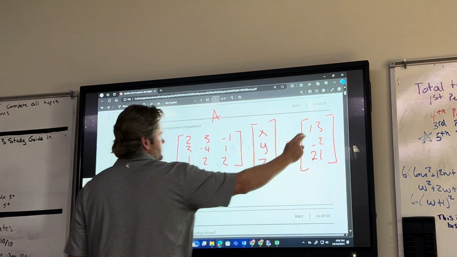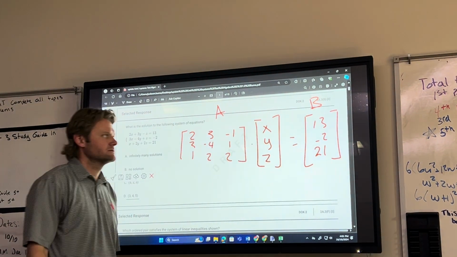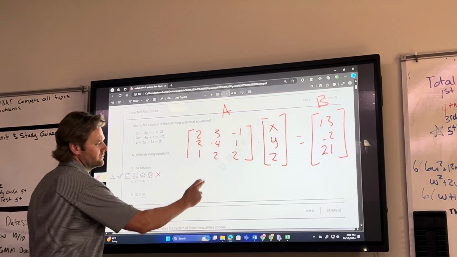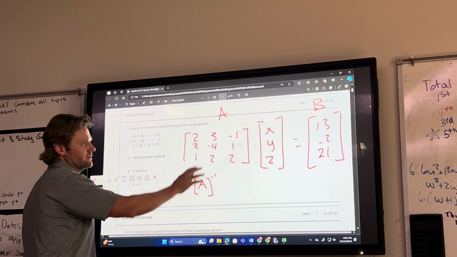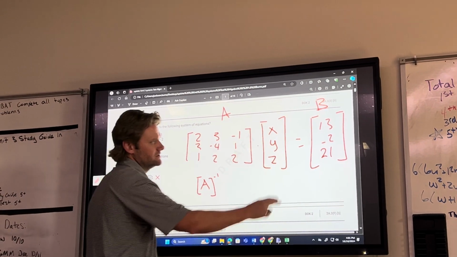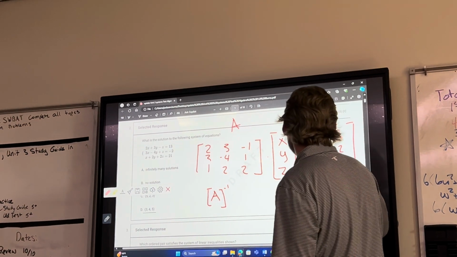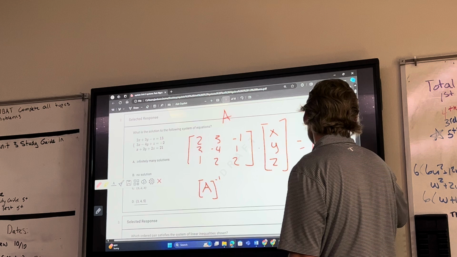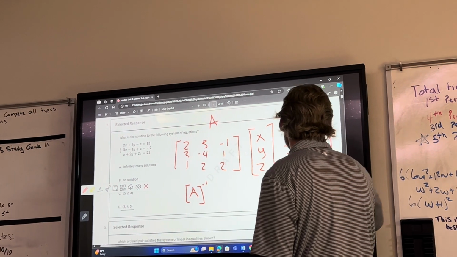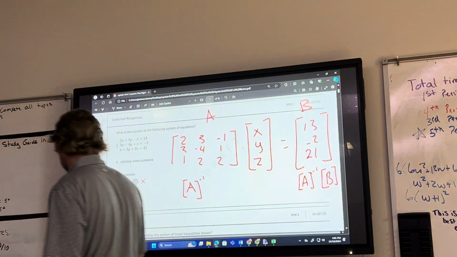Here's your A matrix. Here's your B. To get rid of the A, we need to take the inverse, right? That'll get rid of it and leave our x, y, and z. So we multiply the inverse of A times B, and we get our solution.